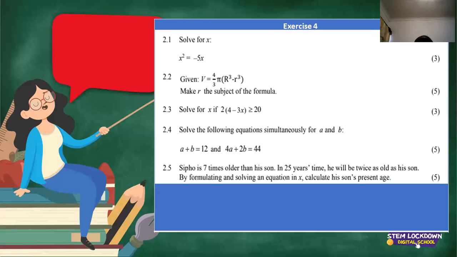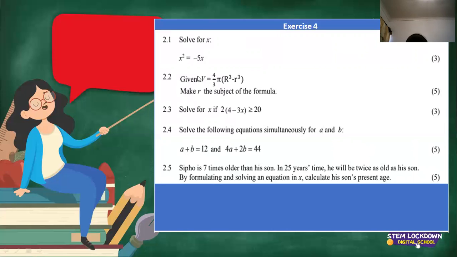The first thing to understand is we need to isolate the small letter r. We need to separate it. We need to make it the subject of the formula.